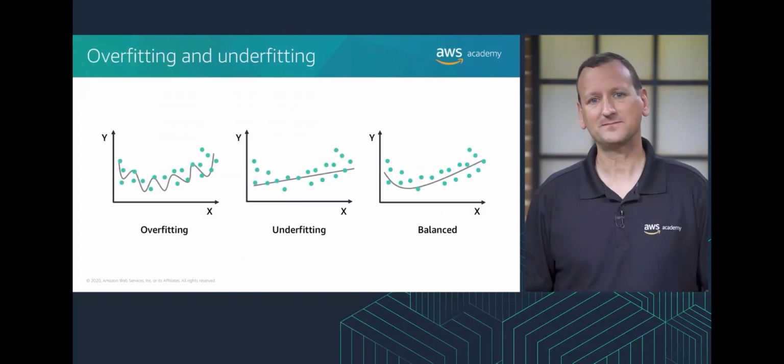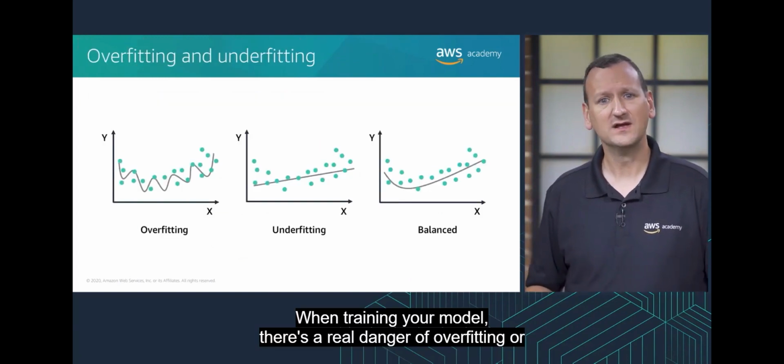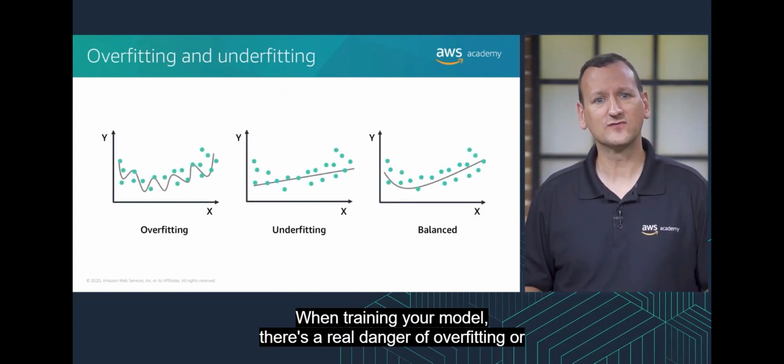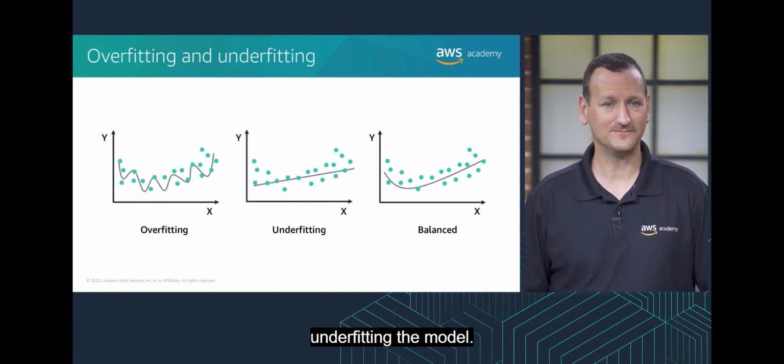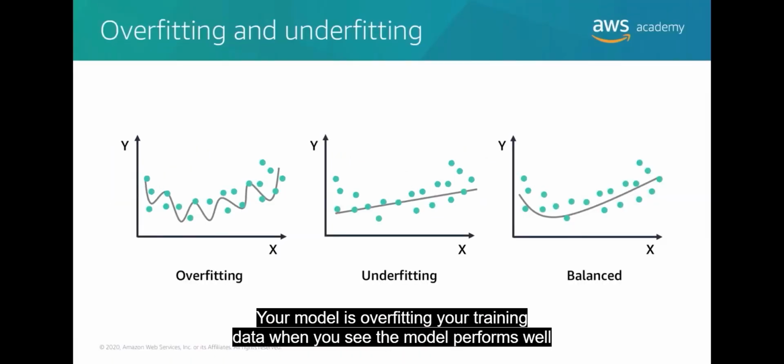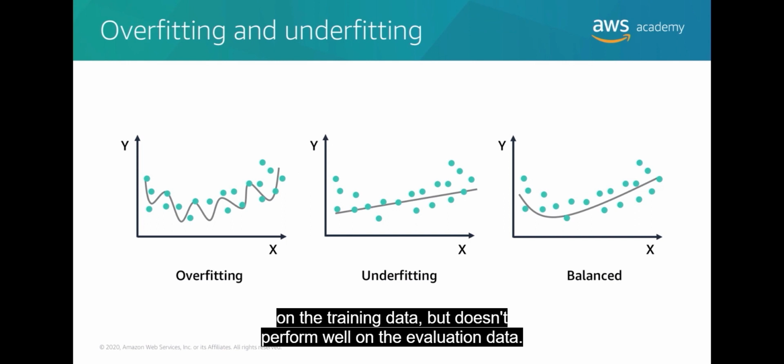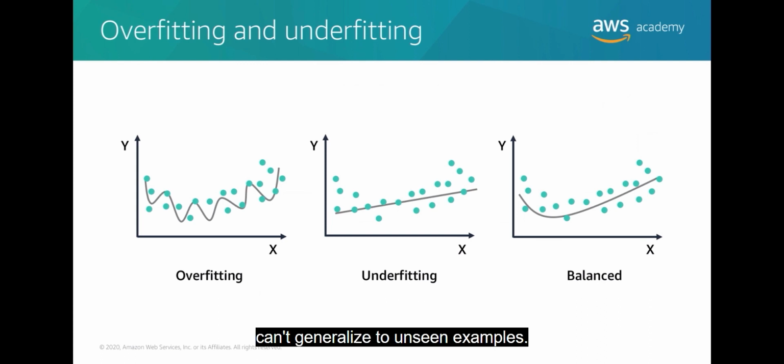When training your model, there's a real danger of overfitting or underfitting the model. Your model is overfitting your training data when you see the model performs well on the training data but doesn't perform well on the evaluation data. This is because the model is memorizing the data it saw and can't generalize to unseen examples.